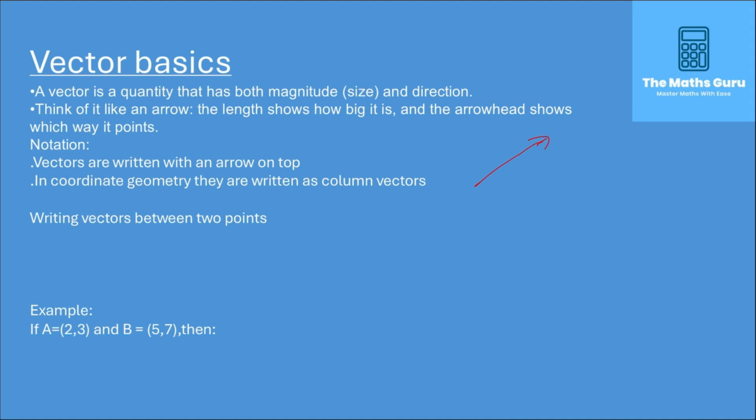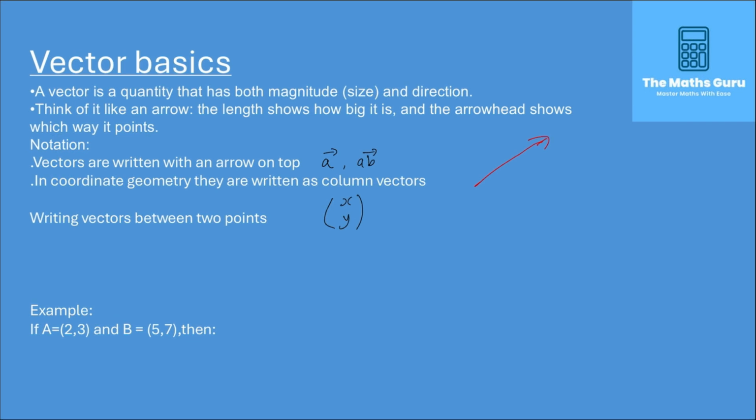So in terms of general notation, vectors are written in the form like this, a, or maybe they write it as AB. They are written with an arrow on top, just to distinguish between regular lines or regular algebra. Vectors are written with an arrow on top. And in coordinate geometry, they are written as column vectors. So this will be something like this. It's like a fraction with no line in between.